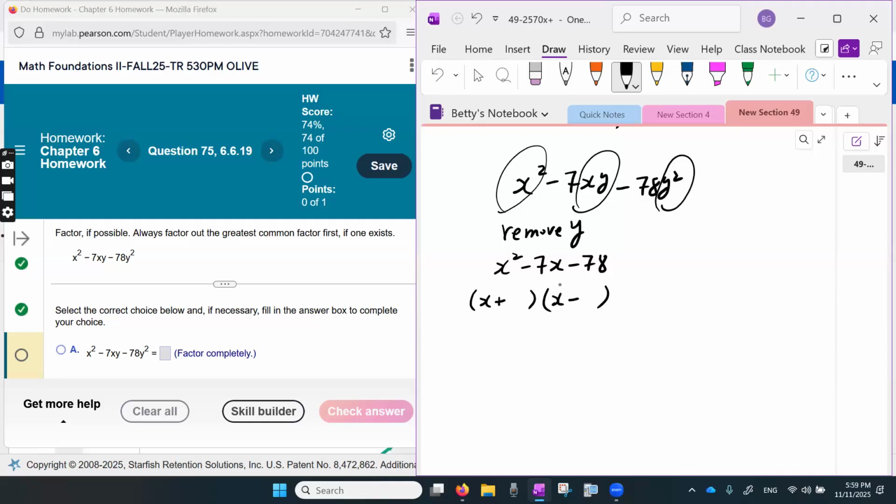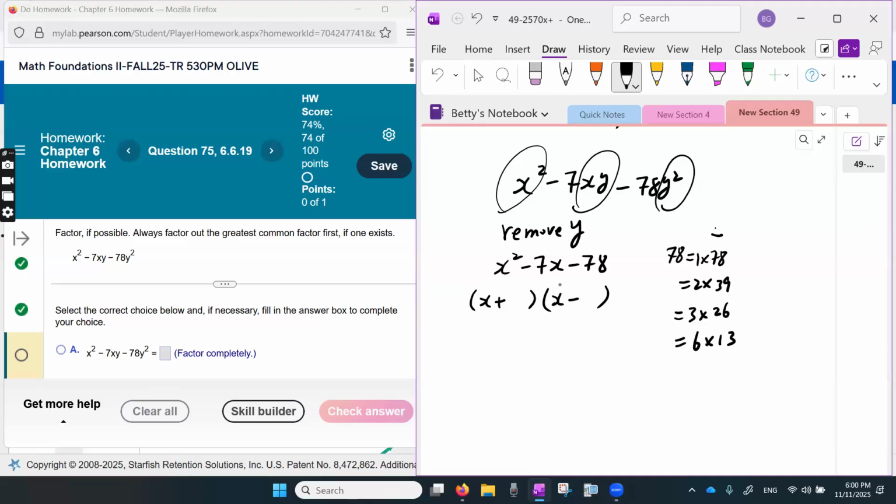It's gonna be 1 positive, 1 negative. Let's see how do we find the two numbers. 1 times 78, 2 times 39, 3 times 26. 4 does not work. 5 does not work. 6 times 13. Oh, there we go. Yeah, 6 times 13 is 78.